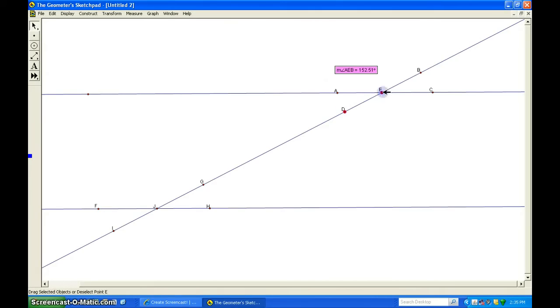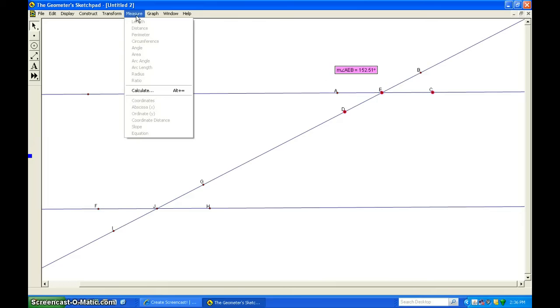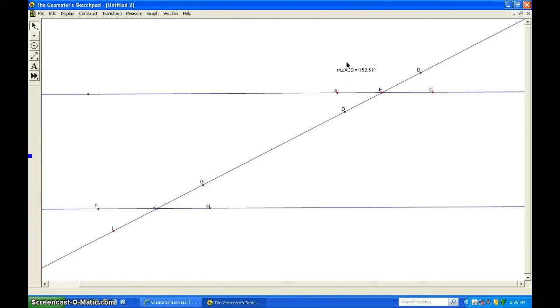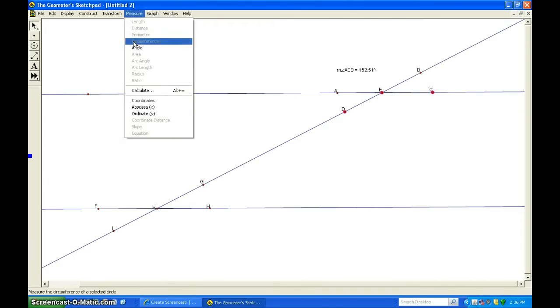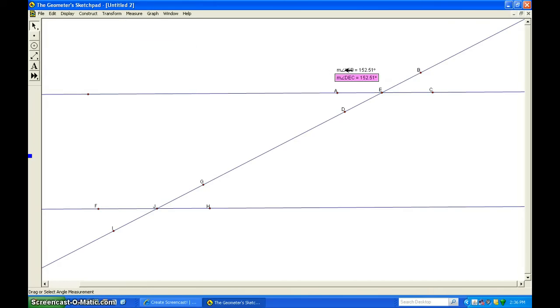DEC. Again, make sure when you're clicking on these points that E, since it's the vertex, it needs to be in the center. Measure. Let me try again. Oh, because I still had that highlighted, it couldn't do it. Sorry. DEC. Measure angle. And good, we got the exact same angle. I'm going to move that down here.